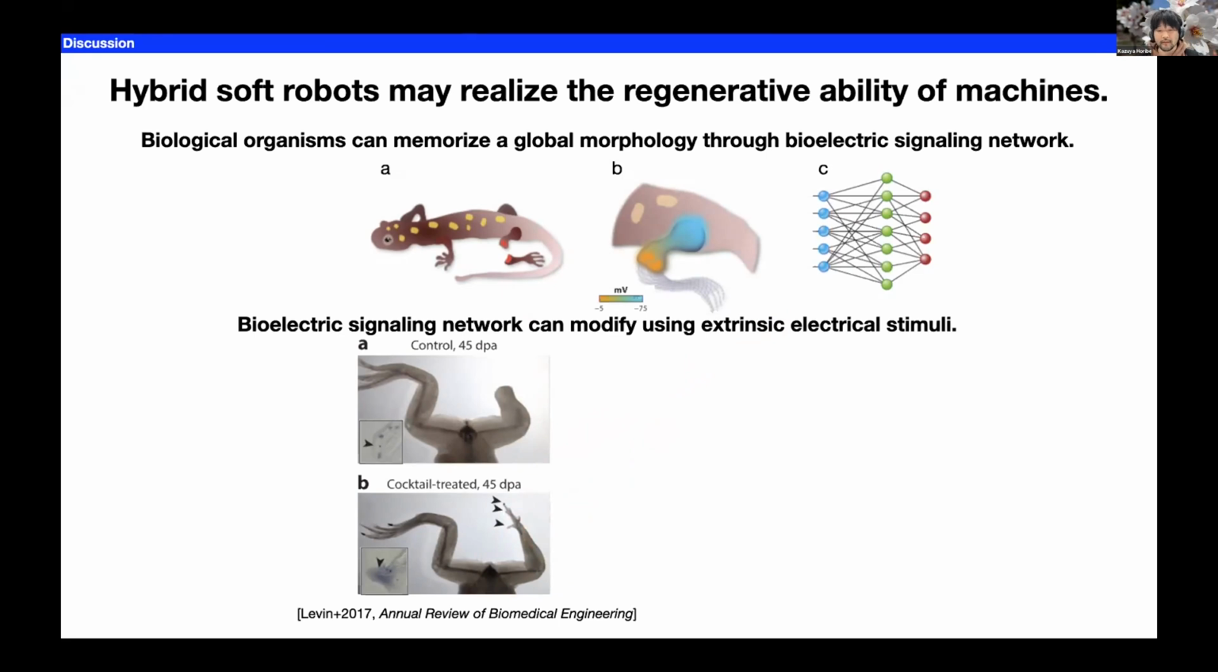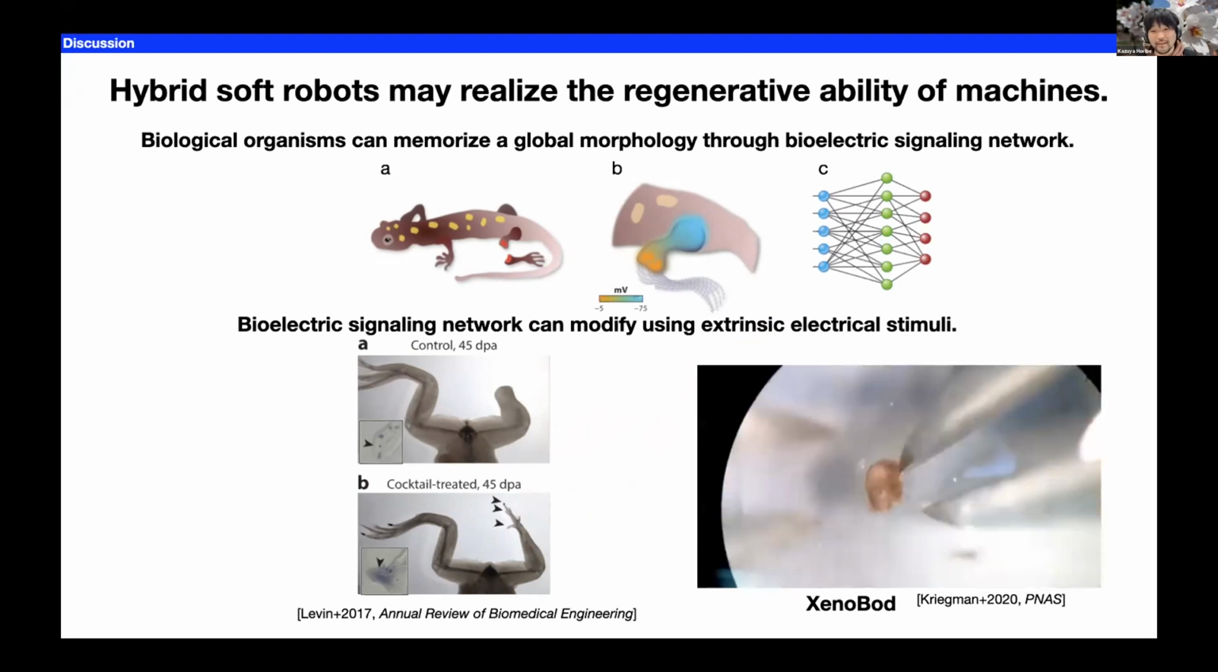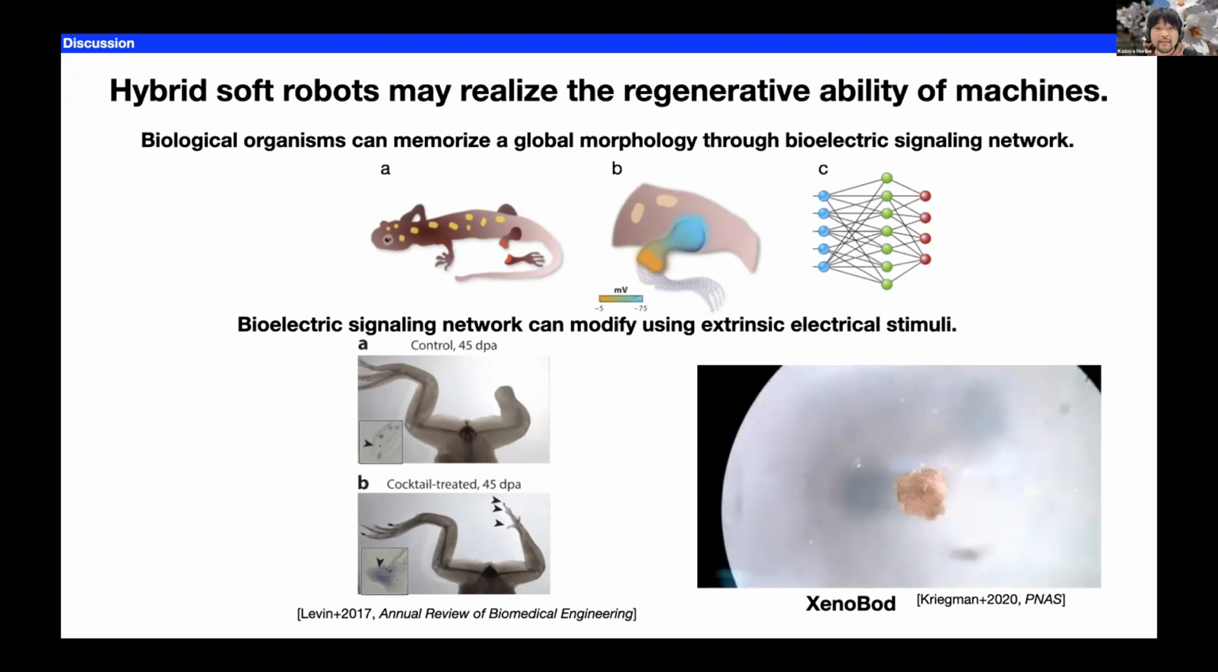So using this technique, we can apply it to a hybrid machine. So maybe we can make a machine which can regenerate. So that's all. Thank you for listening.